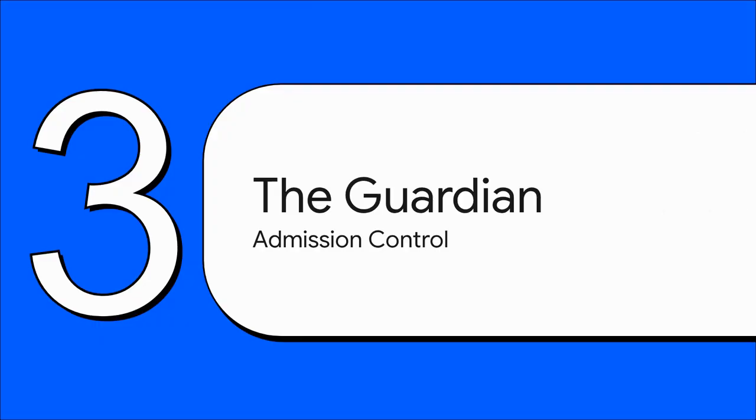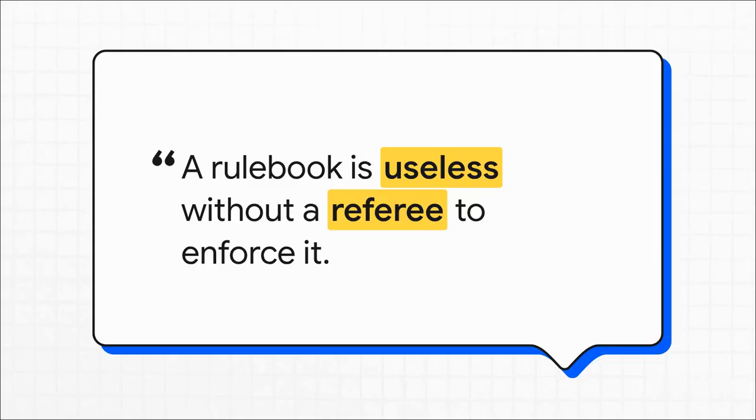Now, having a great blueprint is one thing, but you need a builder, or maybe a bouncer, to actually enforce it. So let's talk about the guardian that makes all these standards a reality: automated admission control. This quote really hits the nail on the head. A rulebook is totally useless without a referee. A security policy that's just collecting digital dust in a document isn't stopping any attacks. You need an automated enforcer that checks every single deployment, every single time. And that enforcer? That's the admission controller.